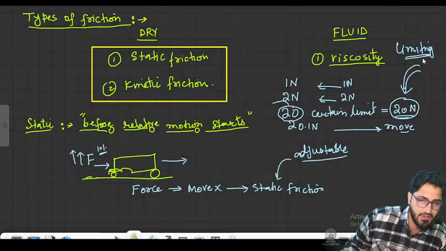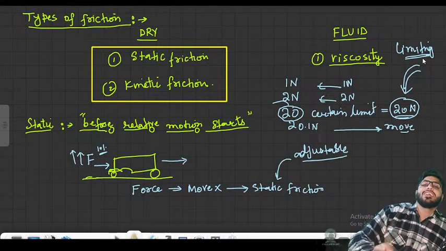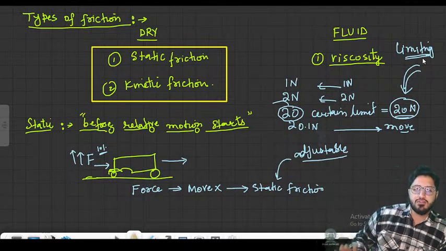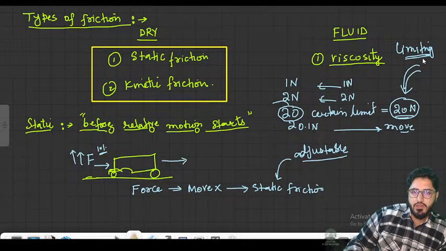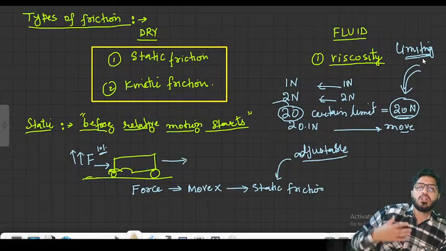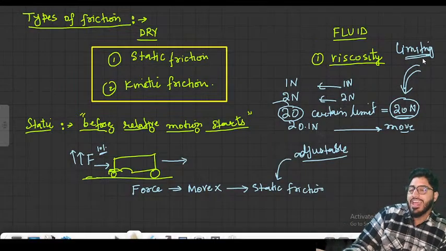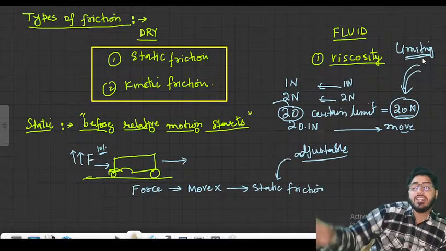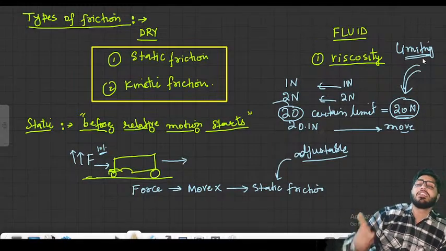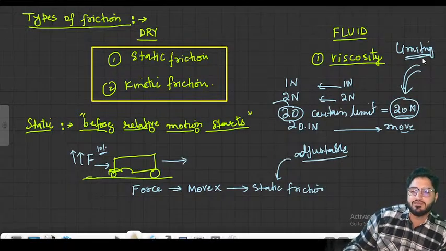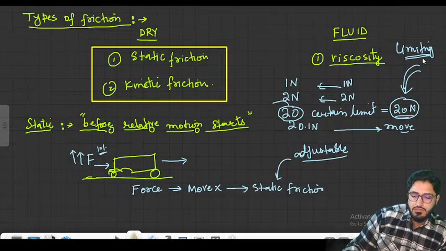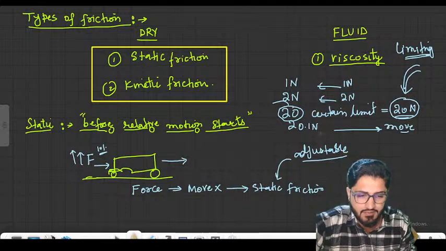Very easy. Look, static friction is adjustable. You are increasing force, static friction opposes, it increases the opposition. If you are pushing it by 1 Newton, 2, 3, 4, it naturally changes the opposition, but up to a certain limit. That certain limit is known as limiting friction. Beyond limiting friction, your body will move. Clear now?